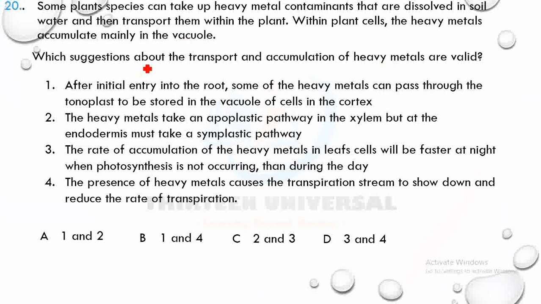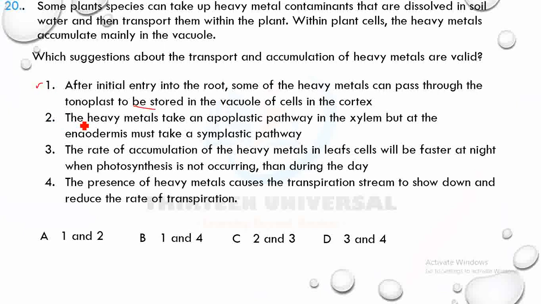Which suggestions about the transport and accumulation of heavy metals are valid? Okay, look at the first one. After initial entry into the root, some of the heavy metals can pass through the tonoplast. The tonoplast is the membrane of the vacuole. Heavy metals can pass through to be stored in the vacuole of cells in the cortex. Vacuoles can store ions. So this is valid. They can be stored there.